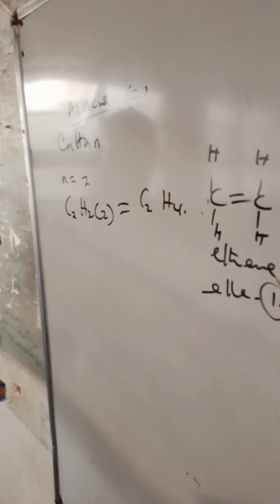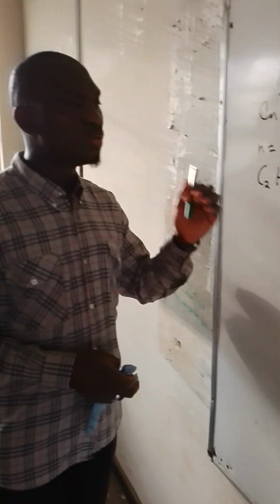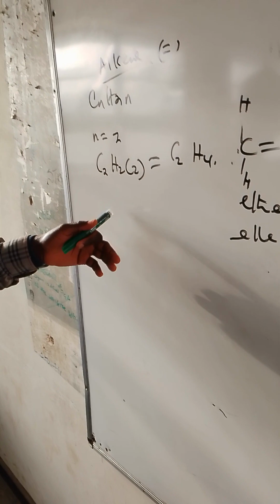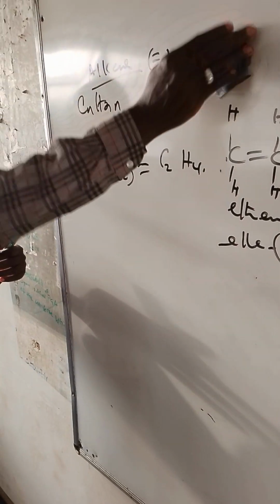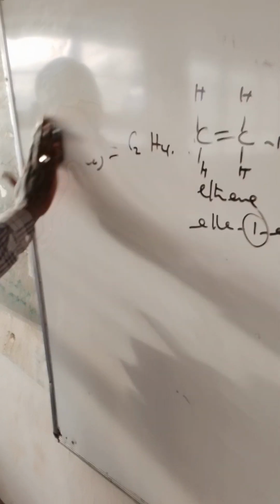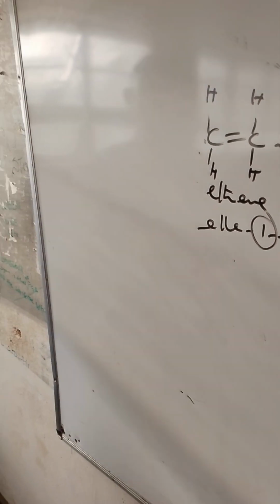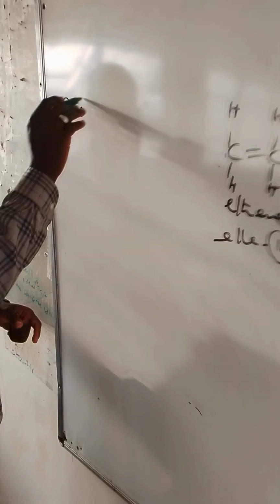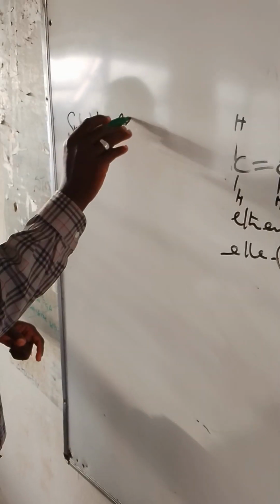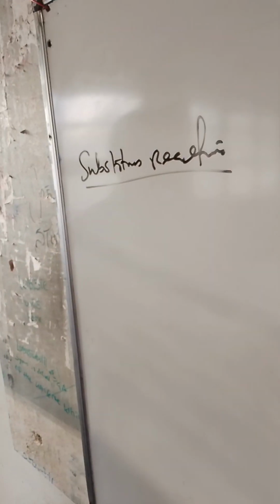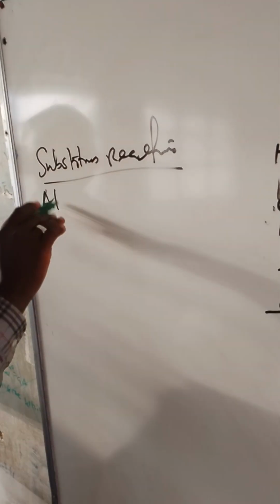So it also undergoes combustion, it undergoes addition reaction. I think we have explained that earlier. It can undergo combustion, it can undergo addition reaction, and there's something I also forgot. There's what we call substitution reaction. Substitution reaction. And this substitution reaction usually occurs specifically in the alkane family, which is saturated.